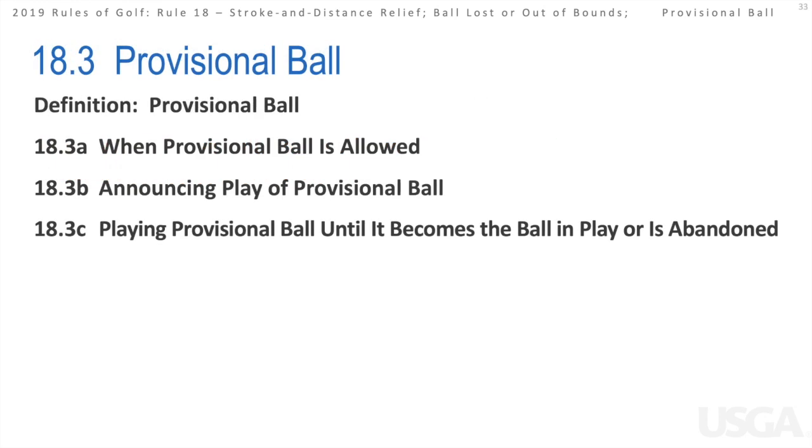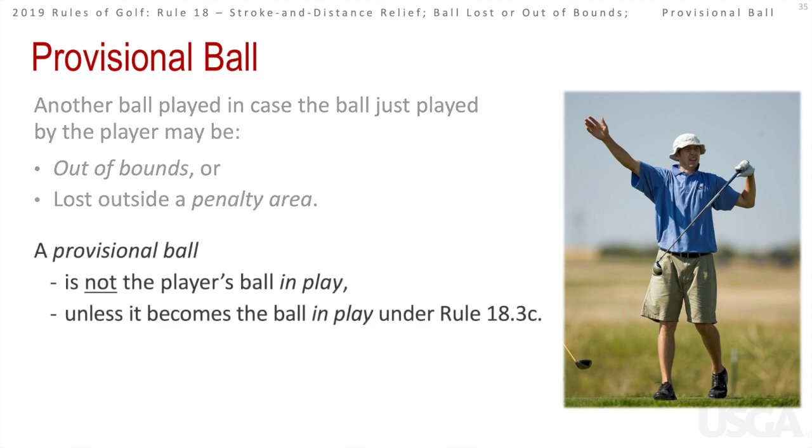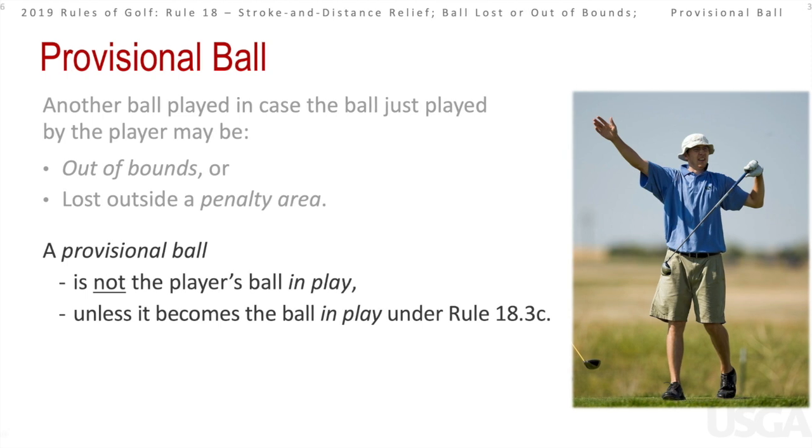Okay, so let's talk about 18.3, which is provisional ball. We'll go through the definition, and then we'll cover each of the A through C of 18.3. A provisional ball is another ball played in case the ball just played by the player may be out of bounds or lost outside of a penalty area. The provisional ball is not their ball in play unless it becomes the ball in play under certain situations, which we'll talk about in a minute.